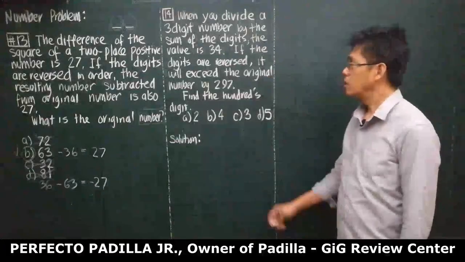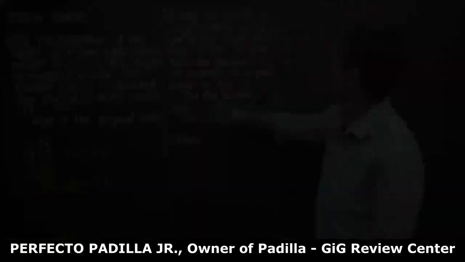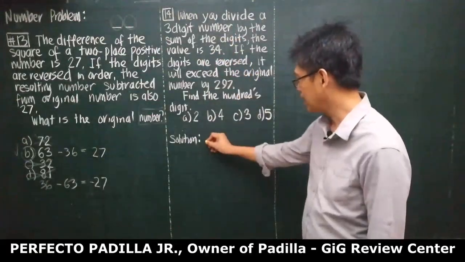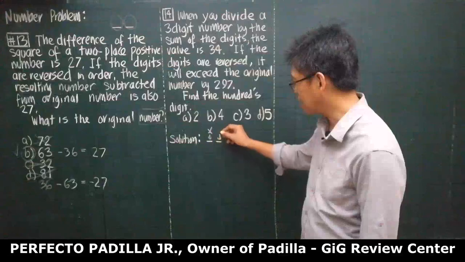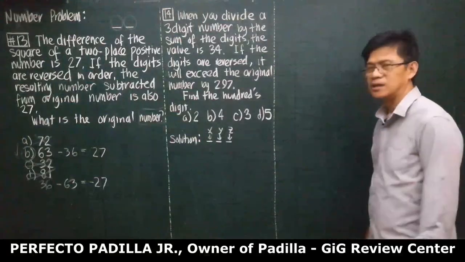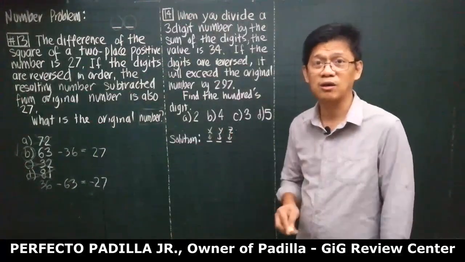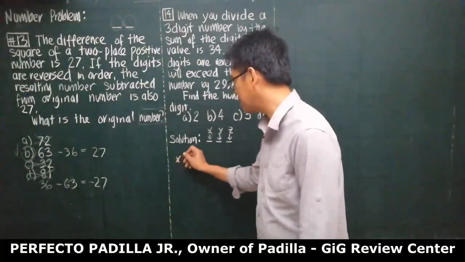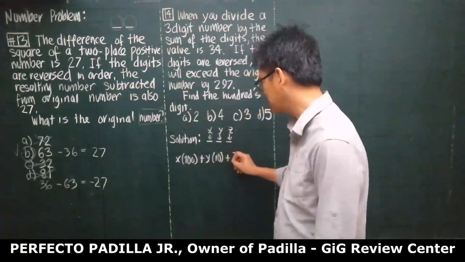Number 14. When you divide a 3-digit number, so again, this is a number-digit problem, by the sum of the digits, the value is 34. So let us say, ganito yung number. This first digit is X. This tens digit is Y. This units digit is Z. So to represent this in number form, it's not XYZ, because XYZ is the product of the digits. So in here, the number is X hundreds plus Y tens plus Z.